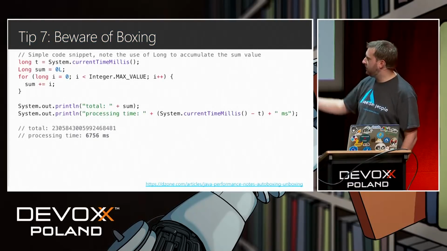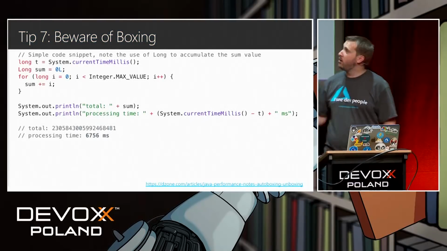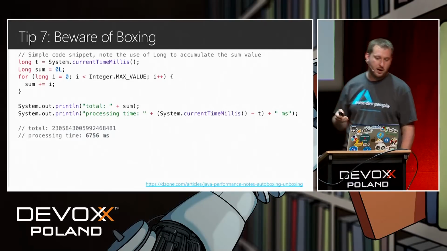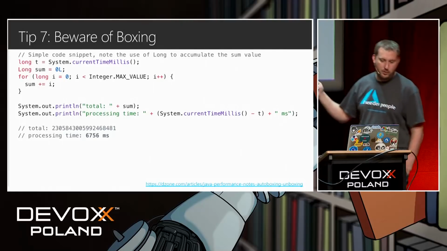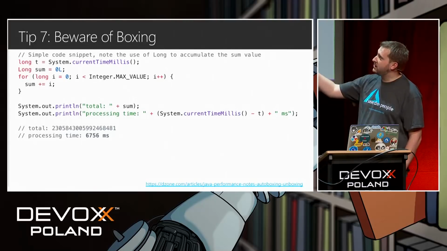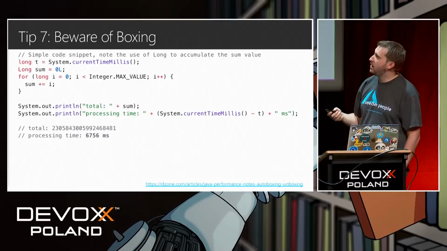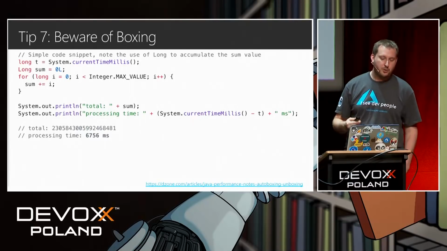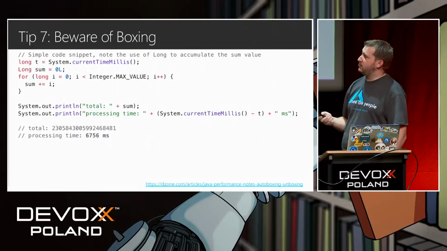I grabbed it from this article down the bottom here. And you can note in the second line of code that there's a long reference type. It's Object rather than a primitive. And this operation is basically summing up a whole bunch of stuff, and there's a whole bunch of auto-boxing going on between primitive and reference types. This operation takes 6,756 milliseconds.